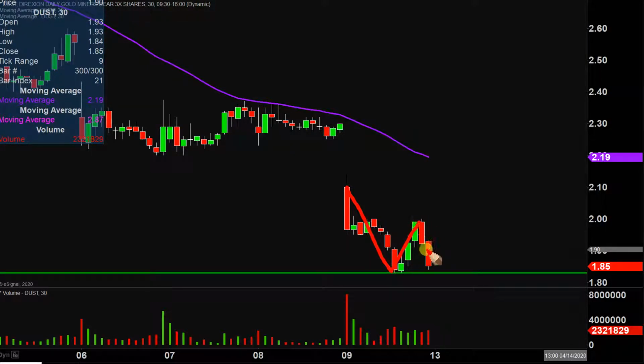Problem is that bounce totally rolled back over, but again, got that much more confirmation that $1.83 once again did hold strong. So, does that mean that it's guaranteed to hold going forward? Of course not. No such thing as a guarantee.